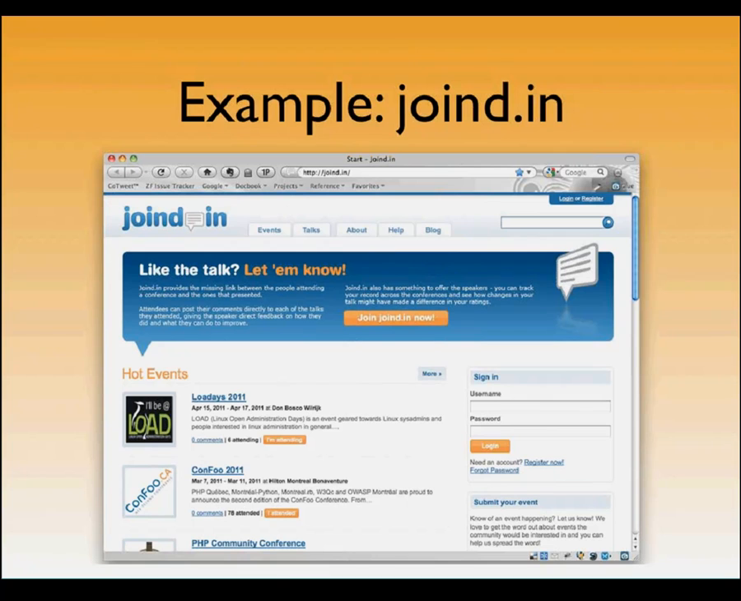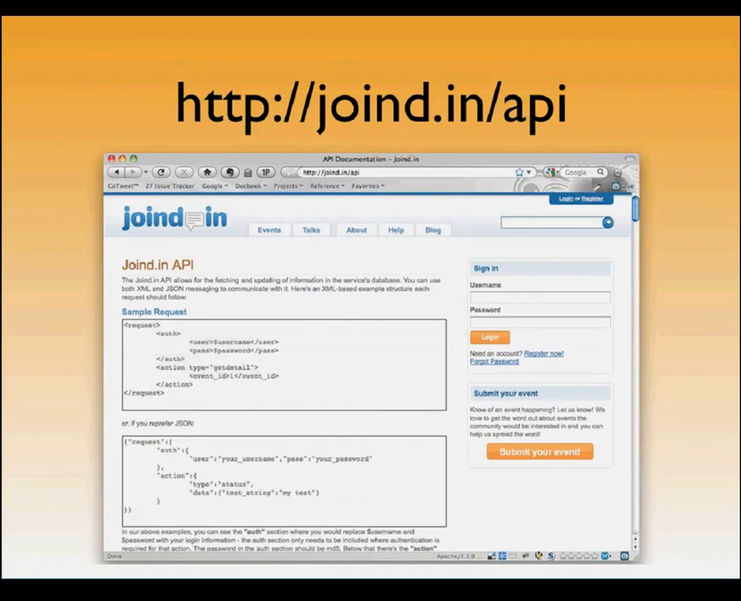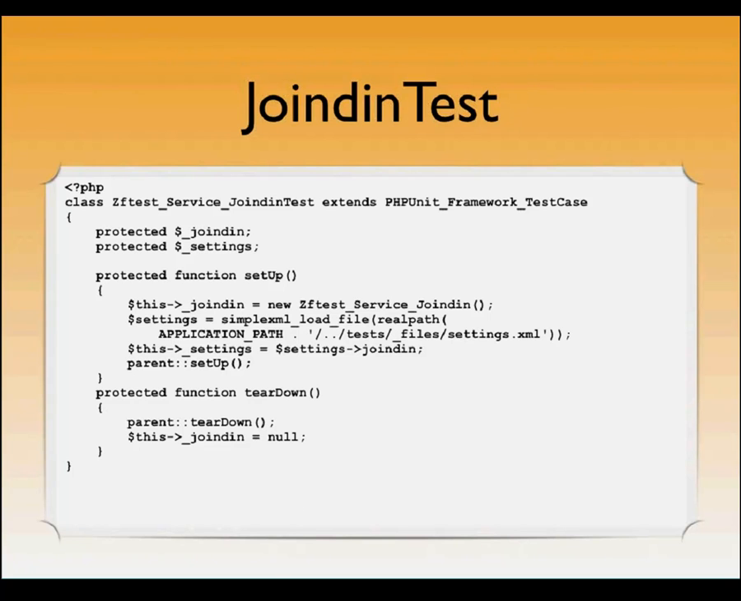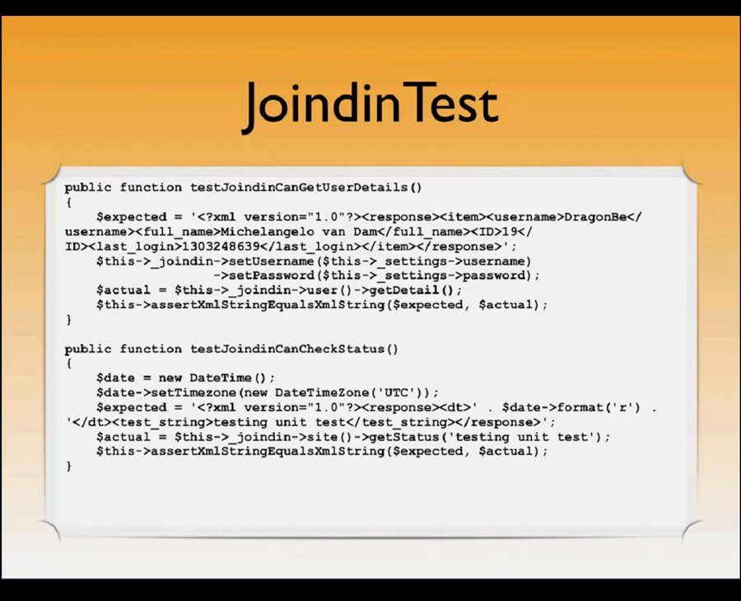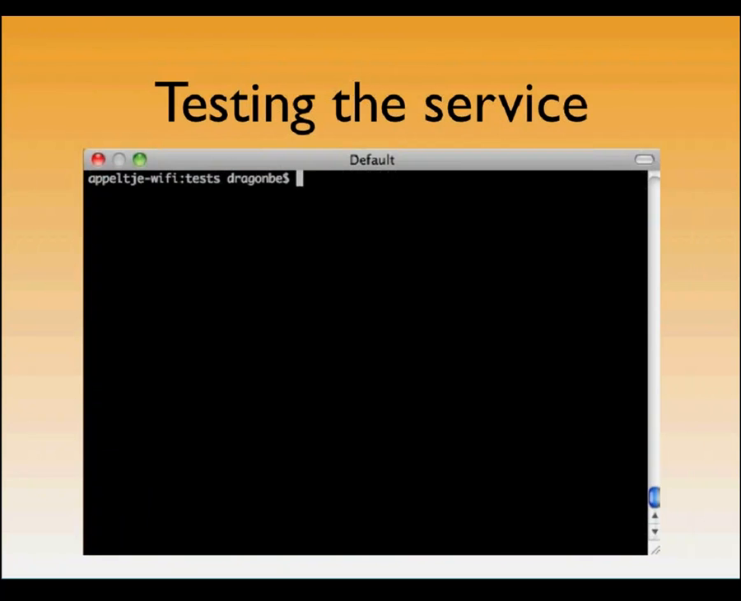I take, for example, Join.in. It has a complete description of the API. So all you need to do is create a Join.in test case that allows you to connect with the service and make sure that you can test the feedback that you get. So can I get some user details? Can I check the status? And those are very simple tests.